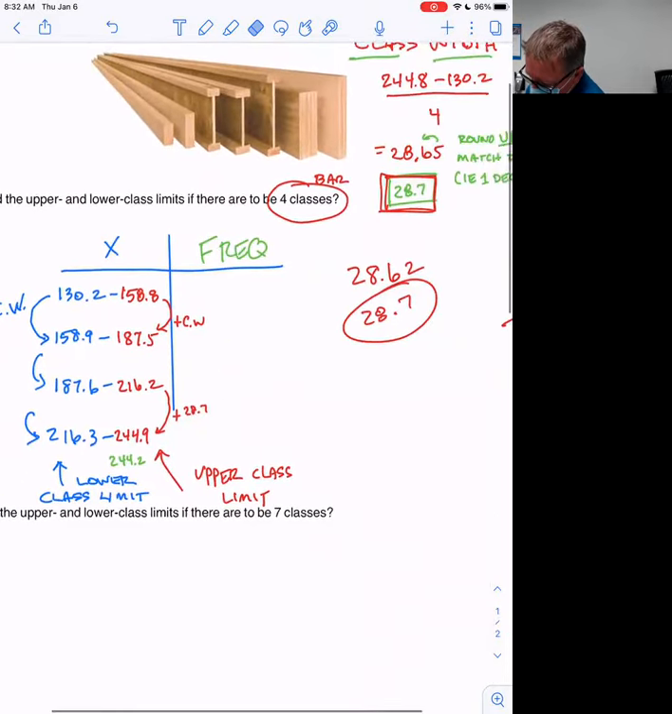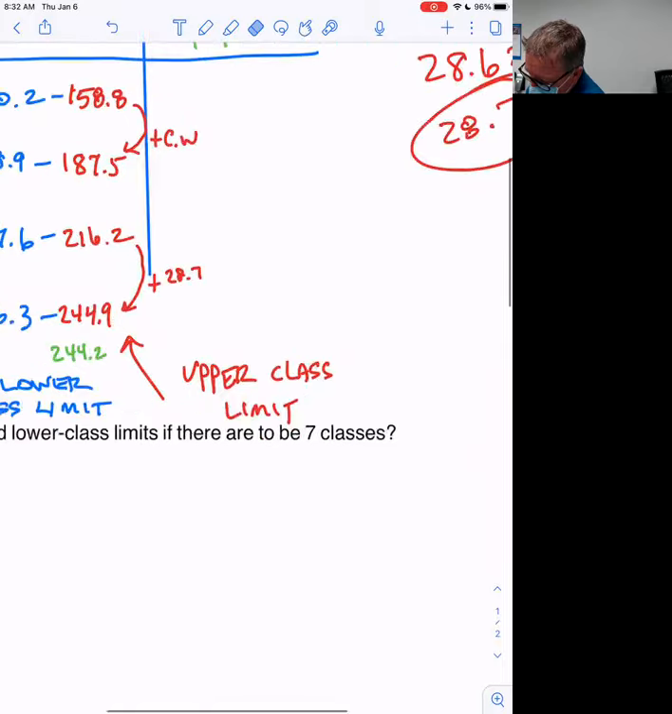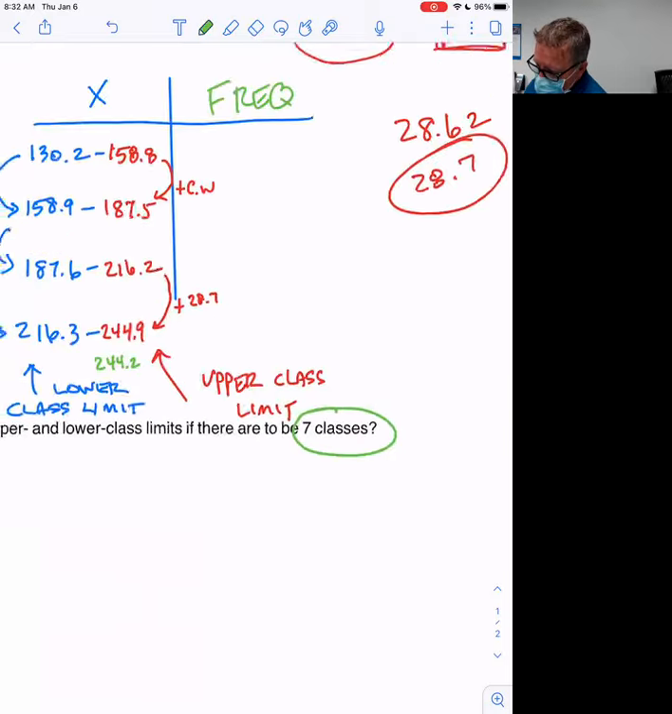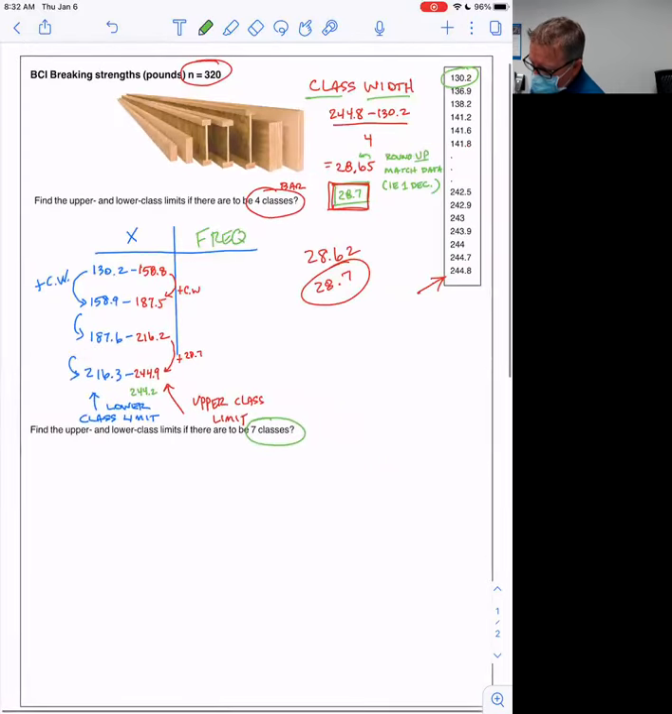So what if you redid this problem? I'm going to give you time to entirely try to do this yourself and either get it right or screw it up. What if you redid this problem, but you said, 4 bars is not enough. Let's redo it, but do it with 7 classes.